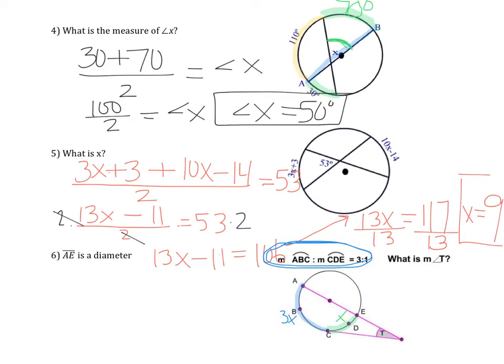So we're going to write an equation that says 3x plus x must equal 180 degrees, because together they make up this semicircle right here, because we have a diameter there. So we have 4x equals 180, and then we divide by 4. So x is equal to 45 degrees. So now we know that arc CDE, instead of calling that x, we can call 45 degrees. And arc ABC is 3 times 45 degrees.